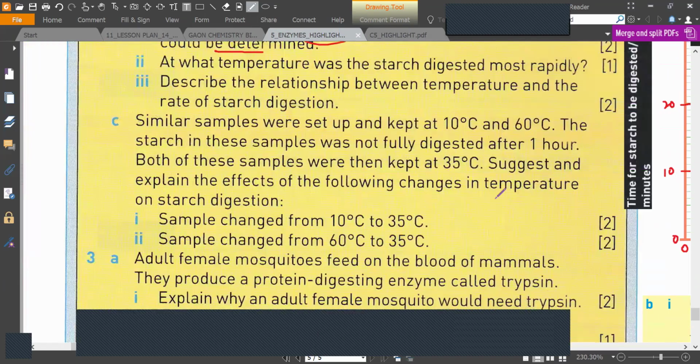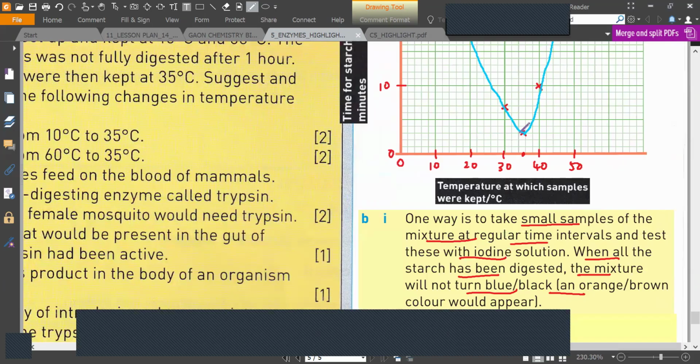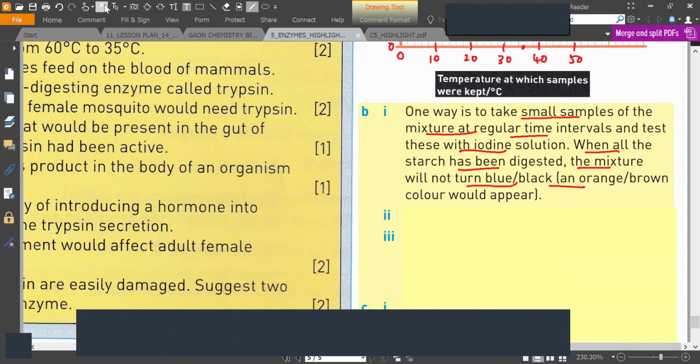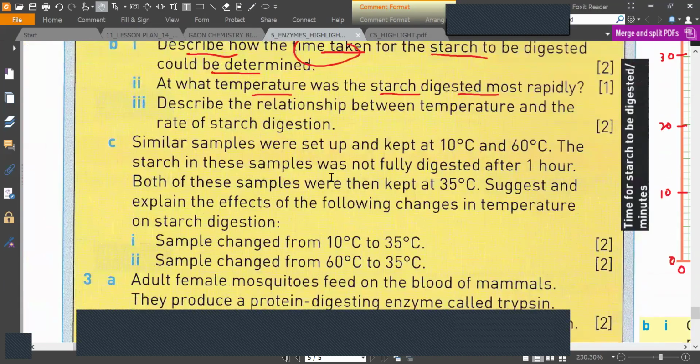Next, B2. At what temperature was the starch digested most rapidly? We know it's here, 35 degrees. Next one.